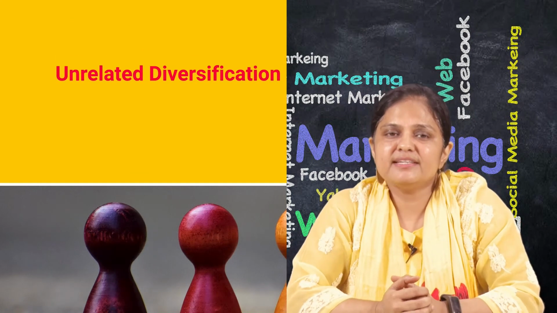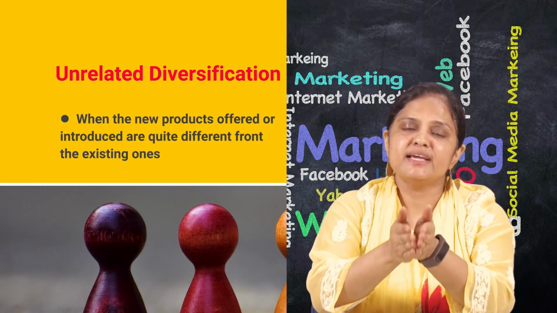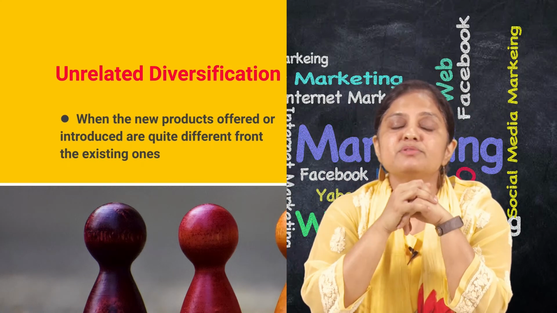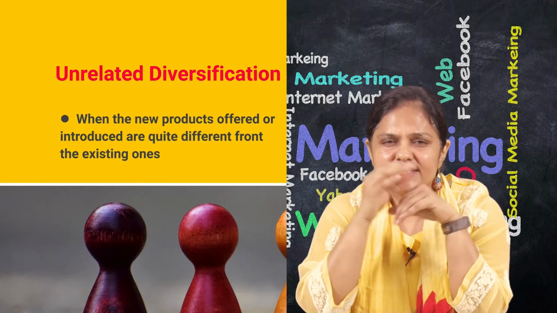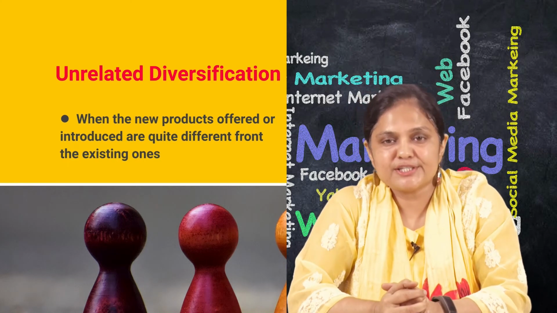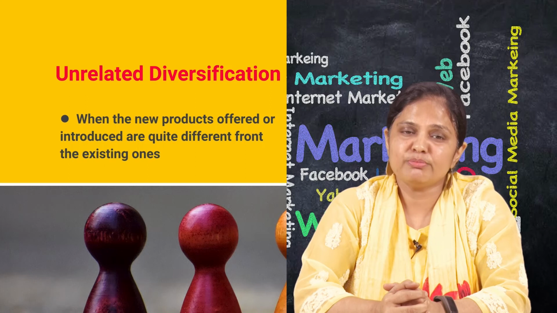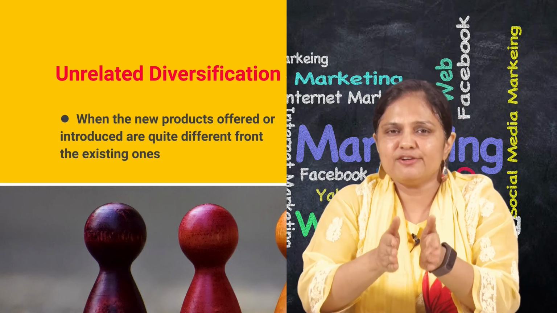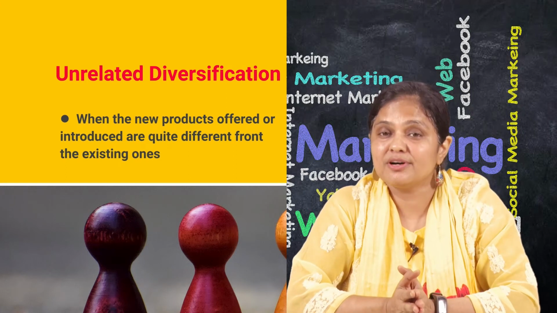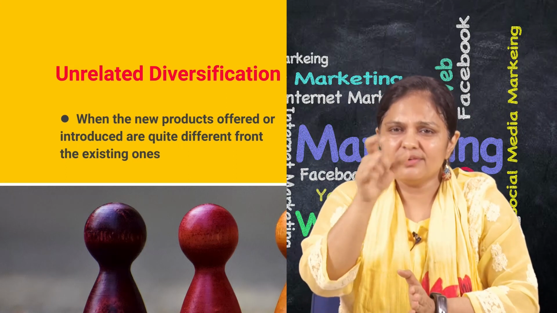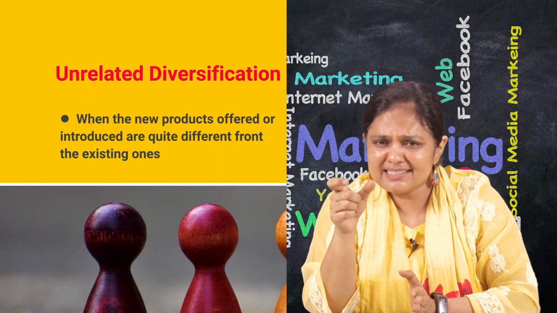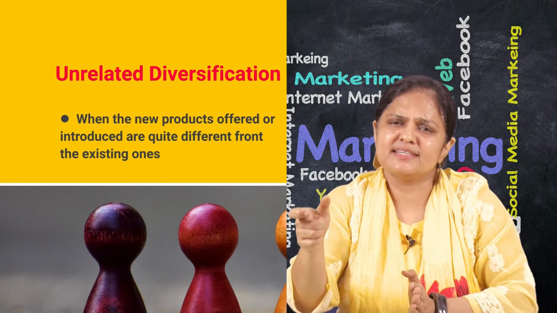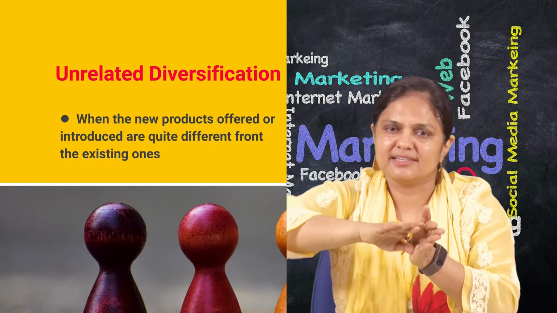As we have said, when the diversification that the company has made is entirely different, or quite different, from the existing ones, then it becomes unrelated diversification. For example, if a manufacturer of consumer products diversifies into manufacture of raw materials such as chemicals or industrial products, this kind of diversification would be unrelated, because earlier it was dealing with consumer products. Now it is dealing with raw materials, chemicals, industrial products. So, they are not related to each other.